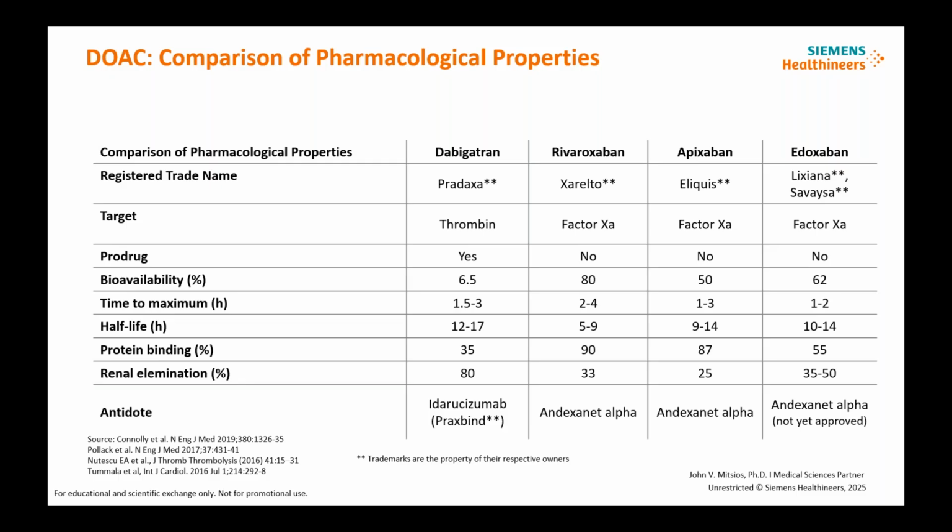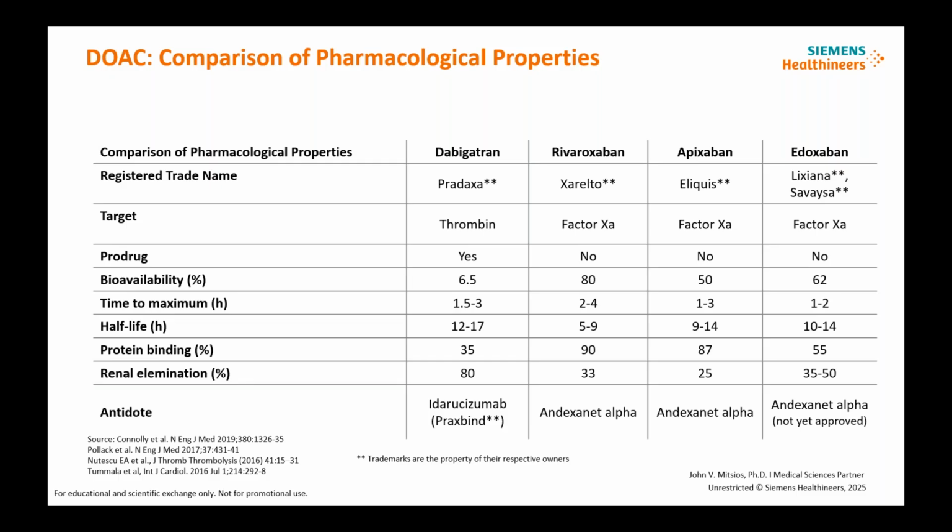Interestingly, when we look at the pharmacological properties of the 4 anticoagulants on the screen, we can see the target again. We can also see the respective half-lives and the renal elimination percent. You can see dabigatran is primarily renally eliminated, whereas for rivaroxaban, apixaban, and edoxaban there's a broad distribution, in which apixaban is probably one of the least renally eliminated drugs.